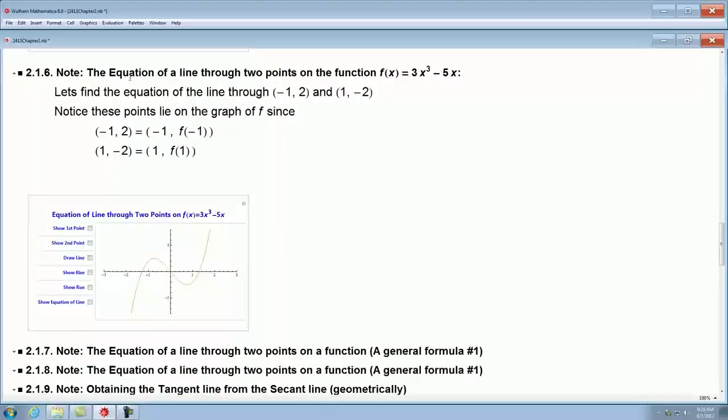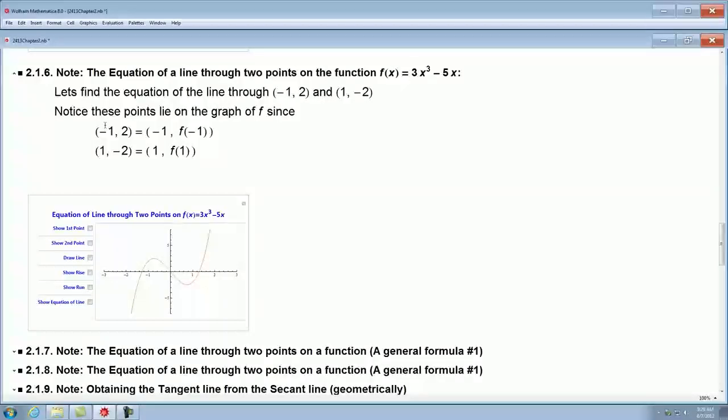All right, it says, finding the equation of the line through 2 points on a function. So instead of me just throwing 2 points out there, I want these 2 points to live on a function. Here's the function right here. Now, it says, let's find the equation of the line through negative 1, 2, and 1, negative 2.